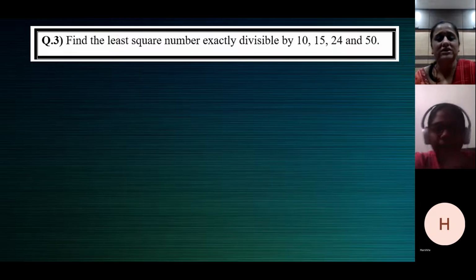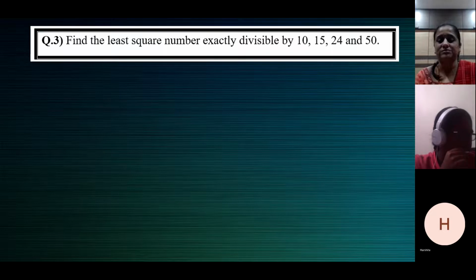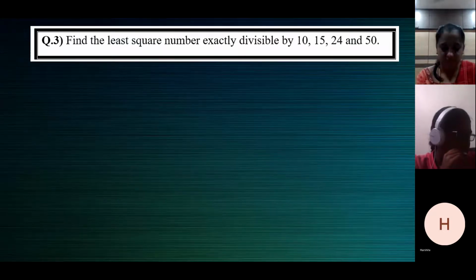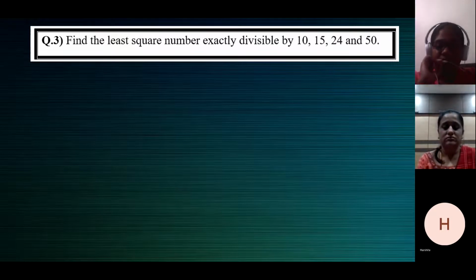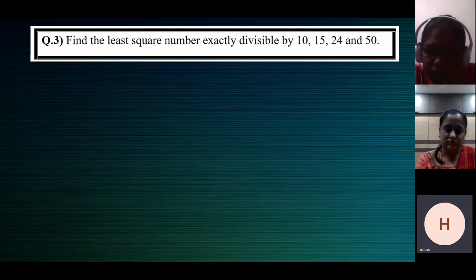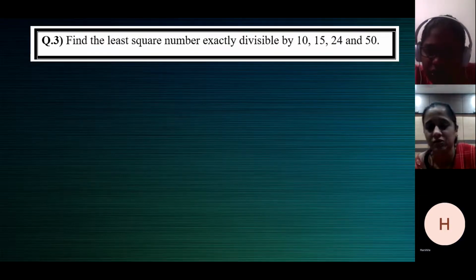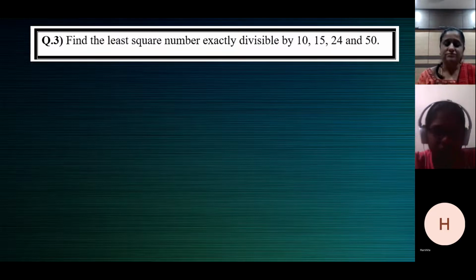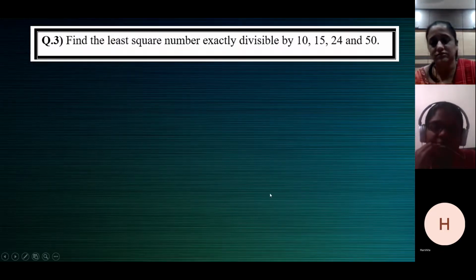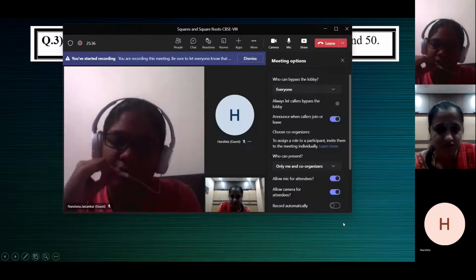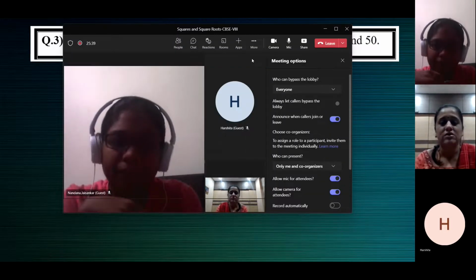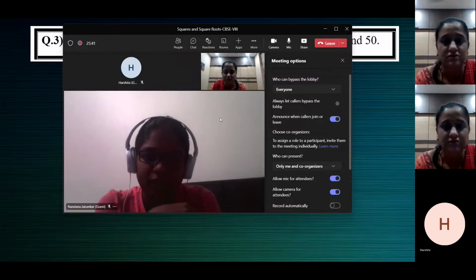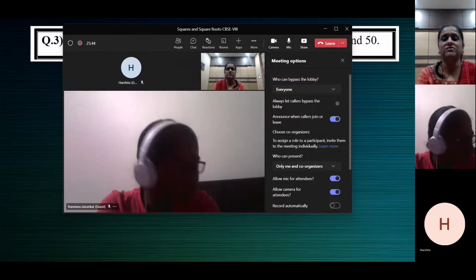Find the least square number exactly divisible by 10, 15, 24, and 50. What's the answer? 36,000. I got 600, ma'am. Okay. And what is Nandana's answer? 36,000. Okay, Nandana says 36,000 and Harshita says 600. Let's see.